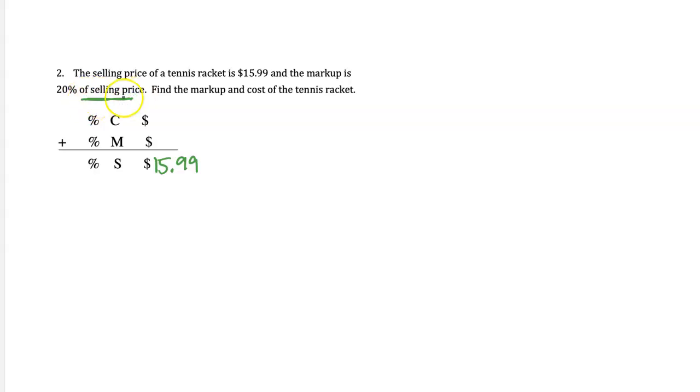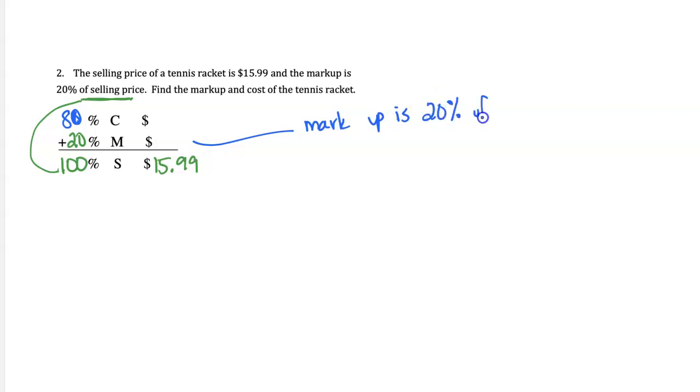So notice that of selling price is what tells us the 100% goes in that selling price row. It also tells us the markup percentage is 20%. And we can work backwards to find the missing 80%. I'm going to go ahead and use that middle row. Markup is 20% of selling price. And then I'm going to convert it word for word into my equation.